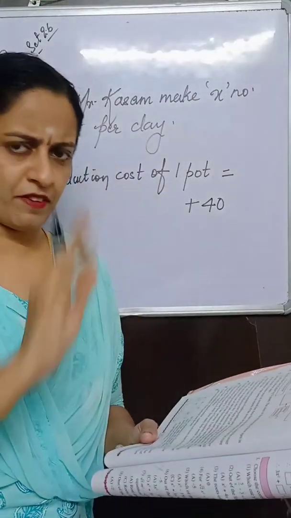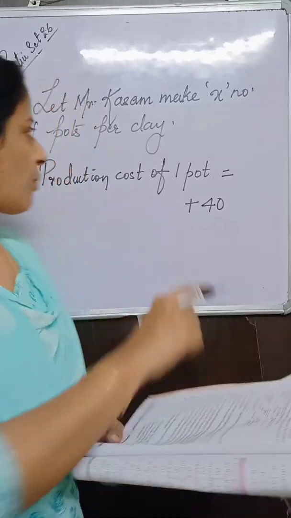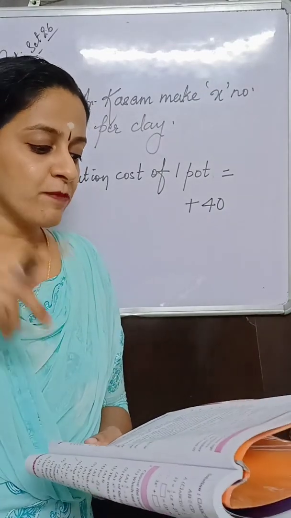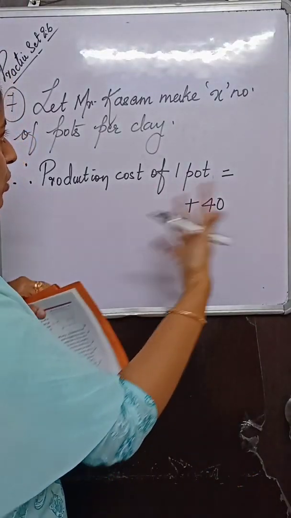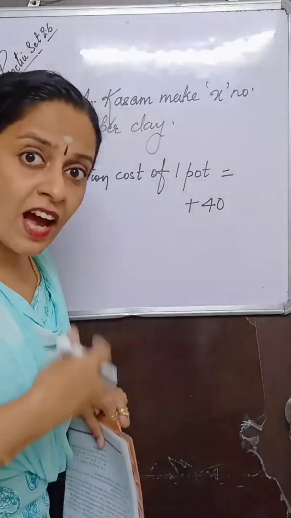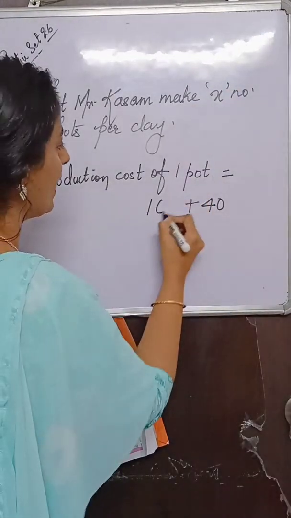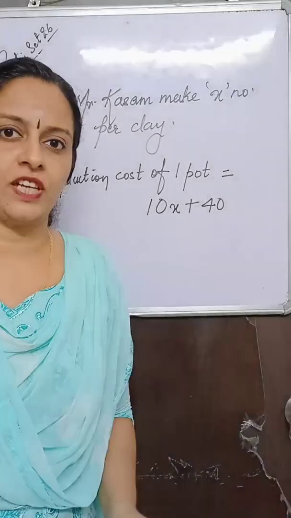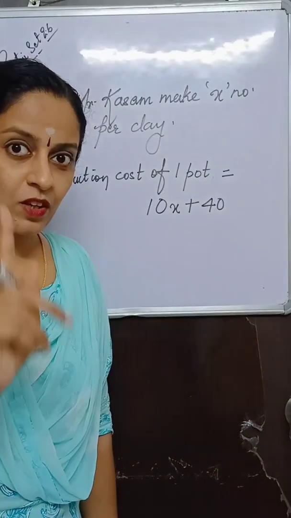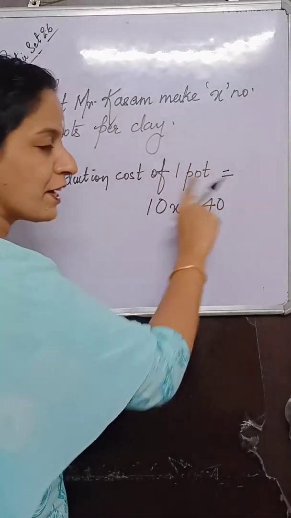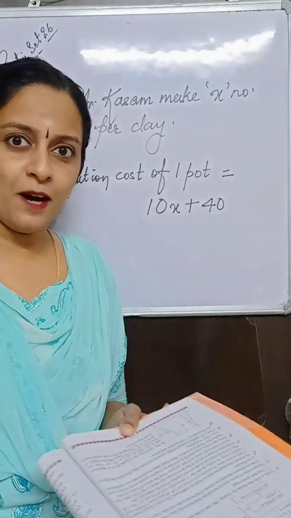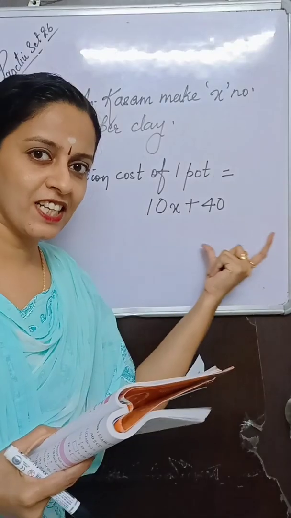Whatever is given first, let me get it. Production cost of one pot is equal to 40 more than 10 times the total number of pots. What is the total number of pots per day? X. So 10 times the total number of pots means it will be 10x plus 40. What is this? This is the cost of one pot, not the total cost. Cost of one pot, they have given it in the form of a condition, twisted and given to us. But we formed the condition. We got that condition easily.